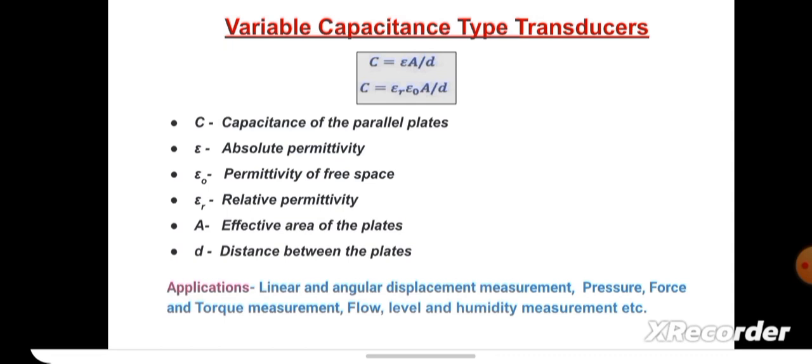We all know that the capacitance between two parallel plates is defined by the following formula, that is C equals epsilon A upon D, or it can also be written as C equals epsilon R epsilon naught A upon D. Whereas C is the capacitance of the parallel plates, epsilon is the absolute permittivity, epsilon naught is the permittivity of free space, epsilon R is the relative permittivity, A is the effective area of the plates, and D is the distance between the plates. So by changing any of these variables, we can get a variable capacitance type of transducers.